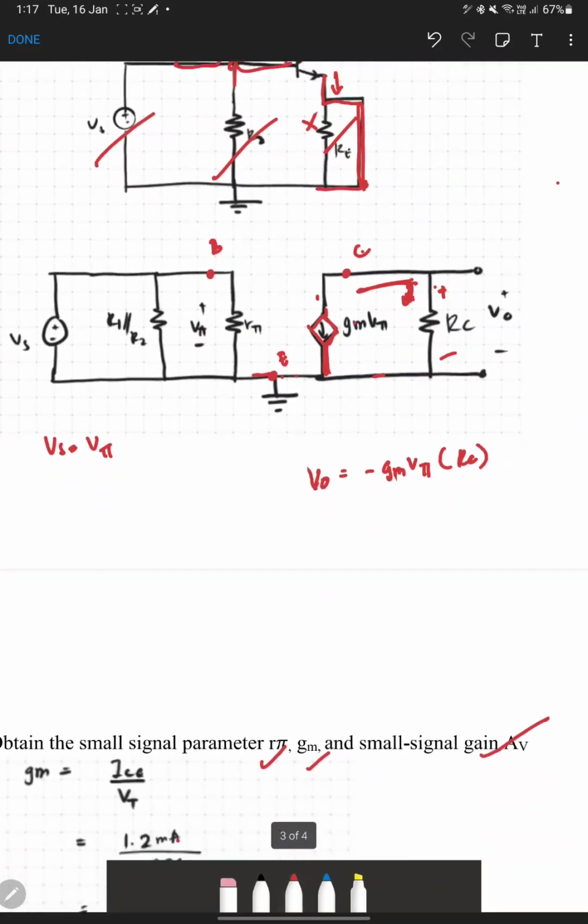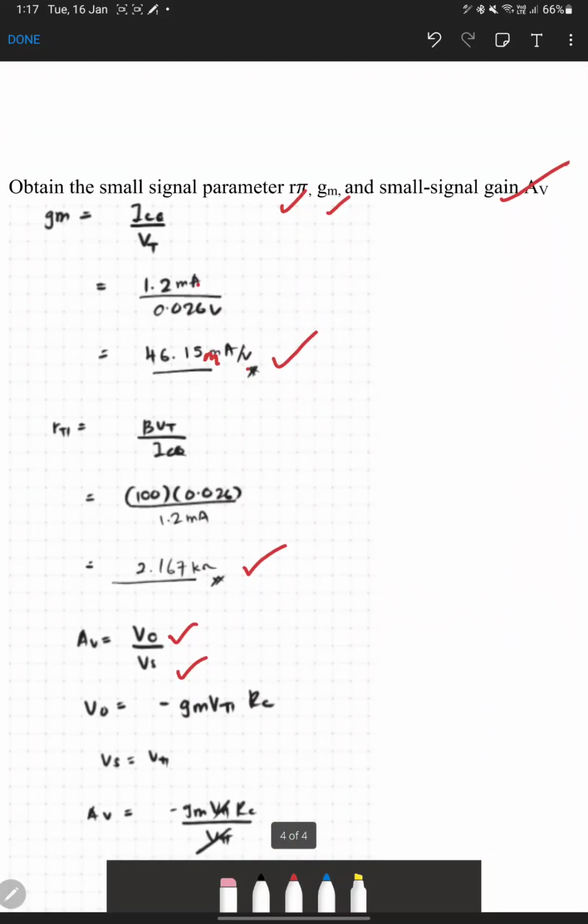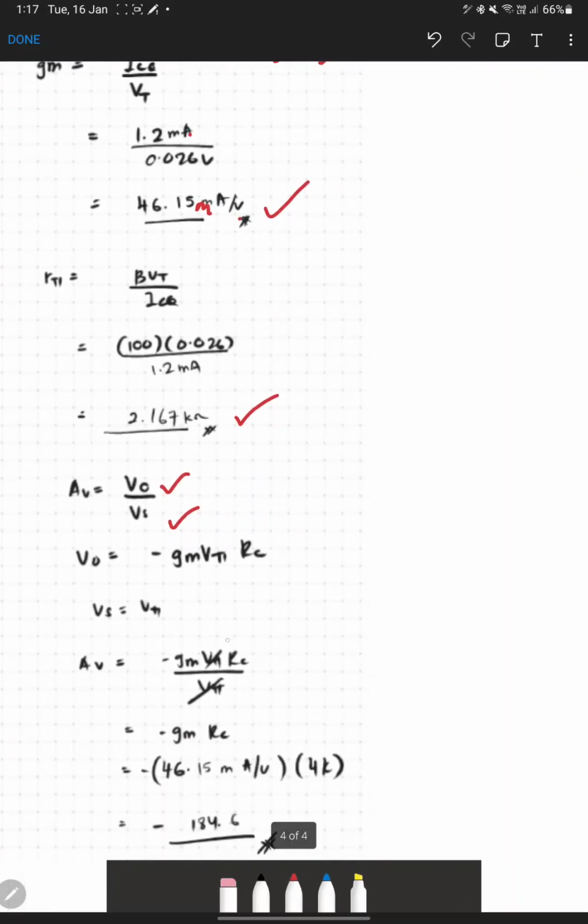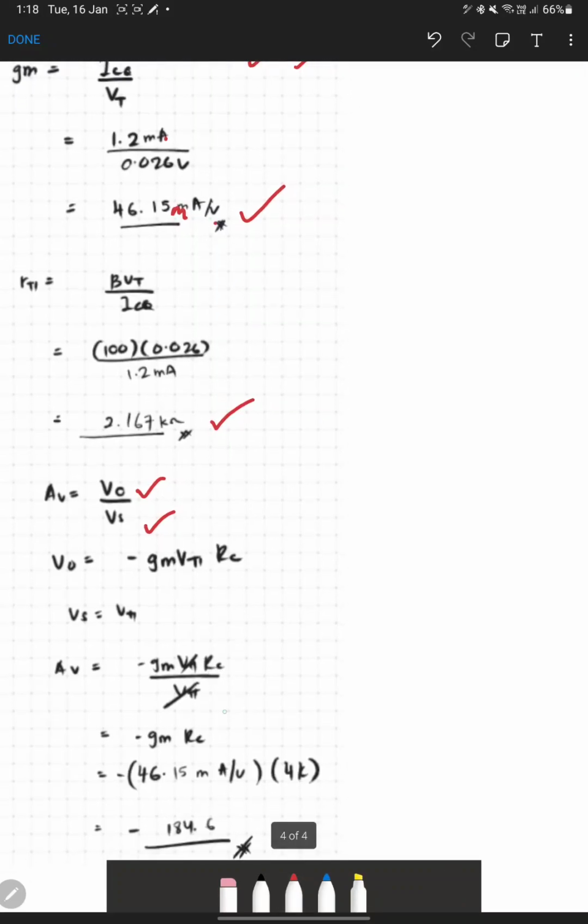So after that we can apply the AV formula. So V out over Vs. So we got V out and we got Vs. So we divide V out over Vs. So Vs equal to V pi. So GM V pi RC divided by V pi. So we can eliminate V pi itself, both of them. So the remaining formula for AV is AV equal to minus GM RC.